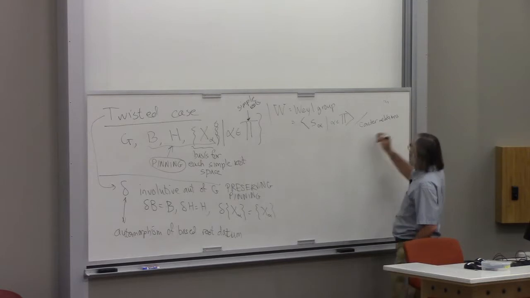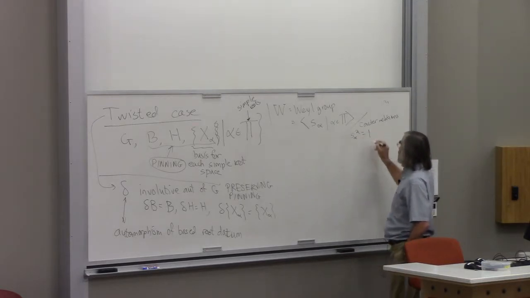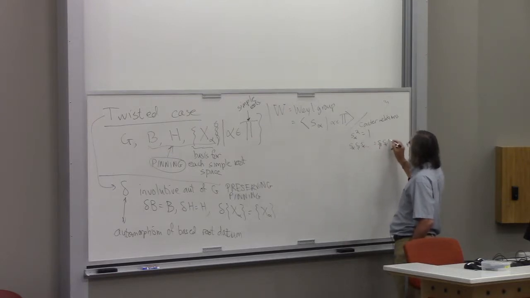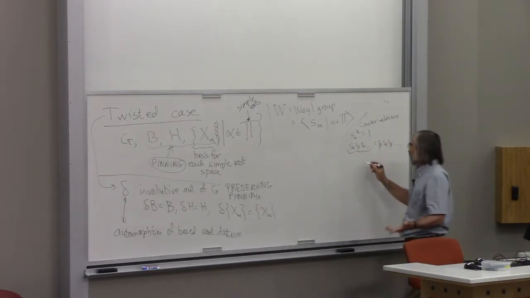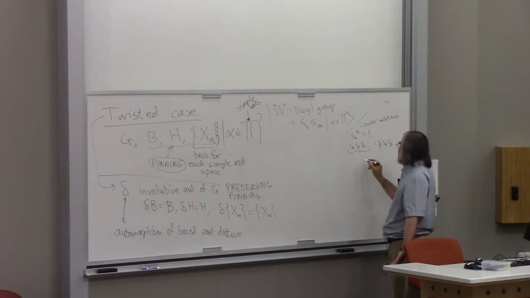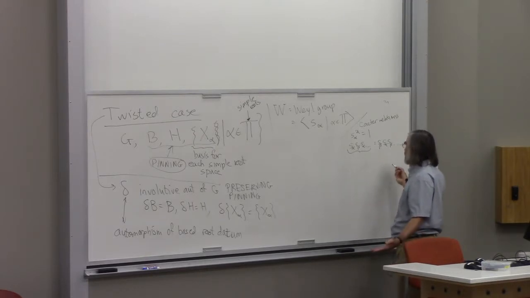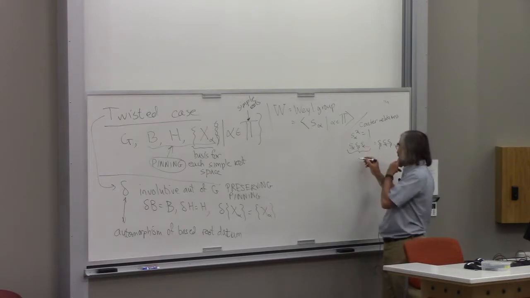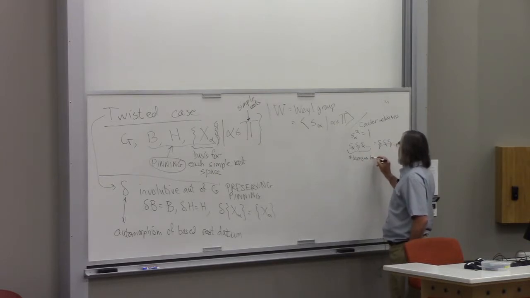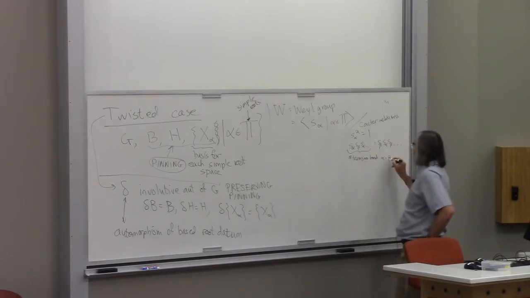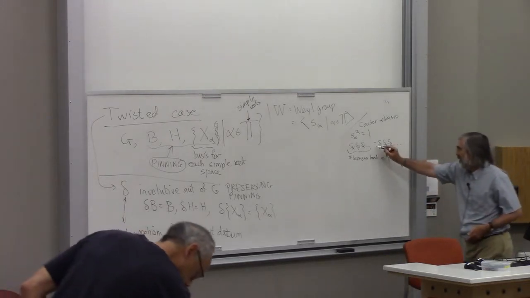which are S alpha squared is 1, and S alpha, S beta, S alpha is equal to S beta, S alpha, S beta, where the number of terms is related to the bond between alpha and beta on both sides.